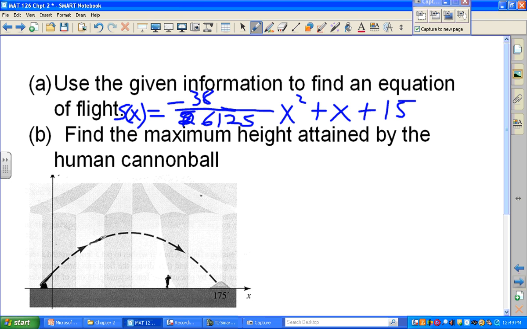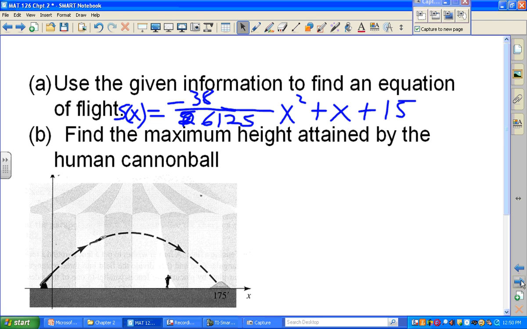How do you find the maximum height? Yeah, the opposite of b over 2a. Put that into the equation. What's wrong? I think that's small, don't you? Yeah, I do too.